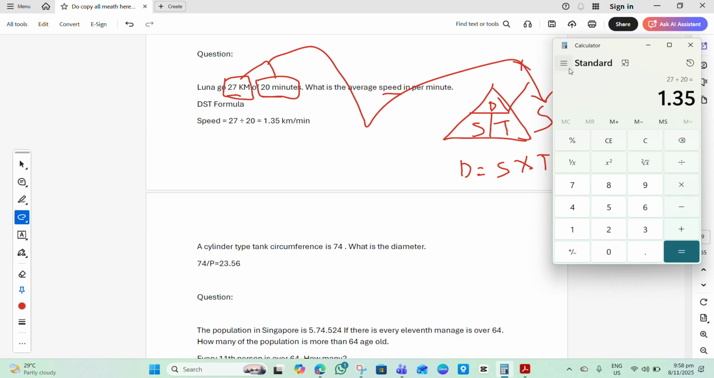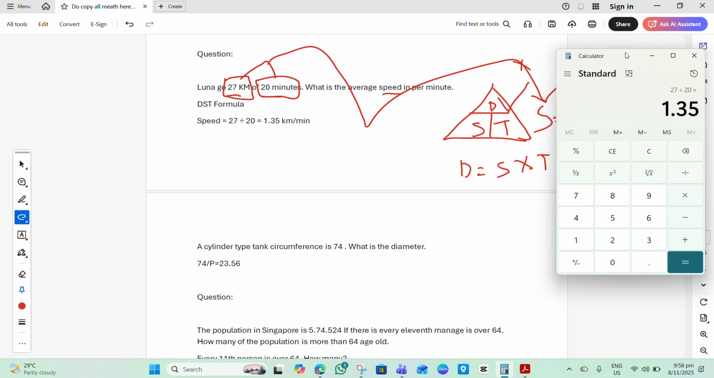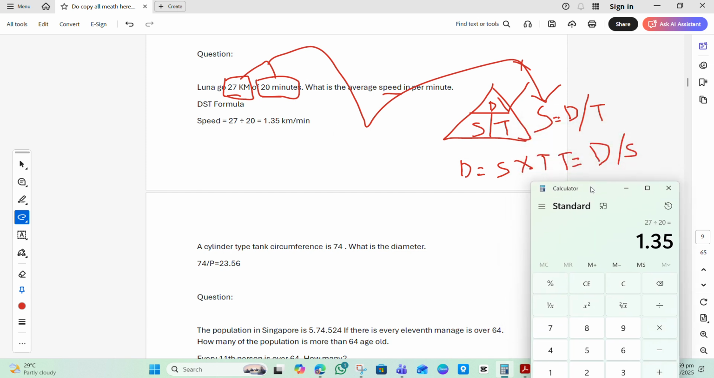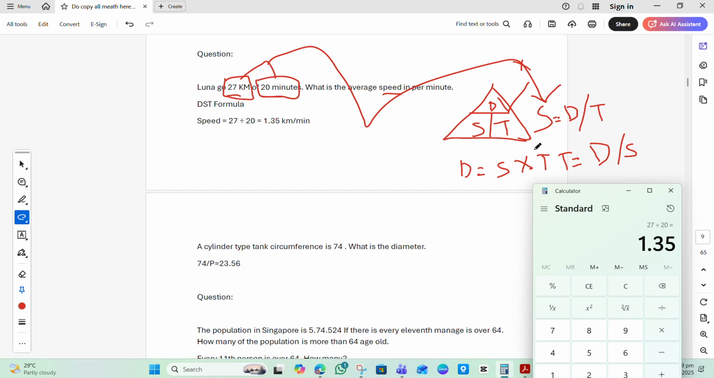Okay, now I'll let you talk. We only need to remember that distance equals speed times time, and the other ones are division, right? Yes, correct. Just remember this DST formula, and any kind of DST question that comes is easy to answer.